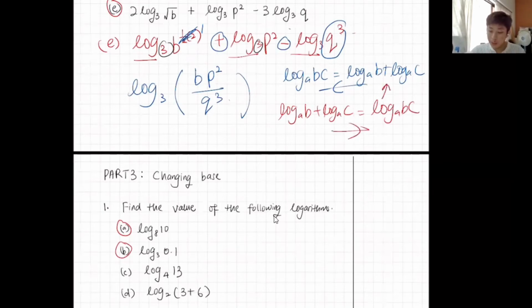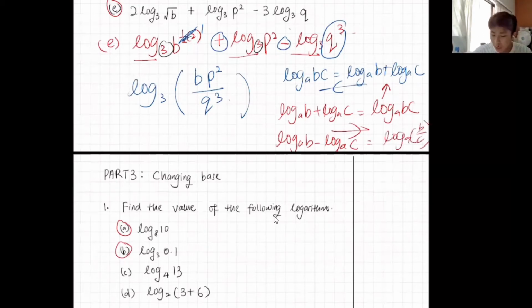You understand what I mean? Similarly, if you have log AB minus log AC, since it's a minus in front of this thing, what you do is, instead of times C, you divide by C. That's why you get log A, B over C. It's all about moving forward and moving backwards.